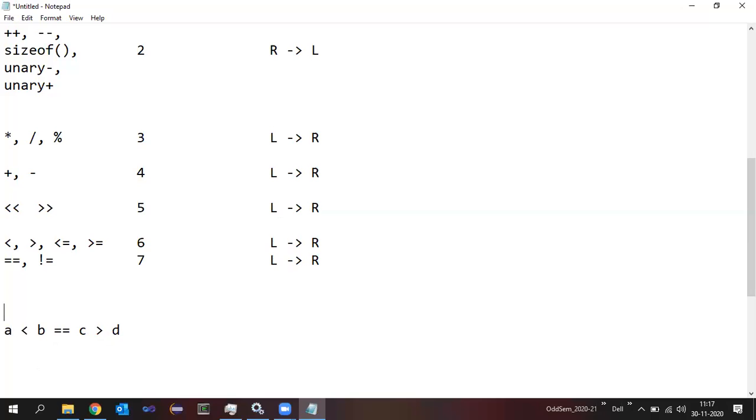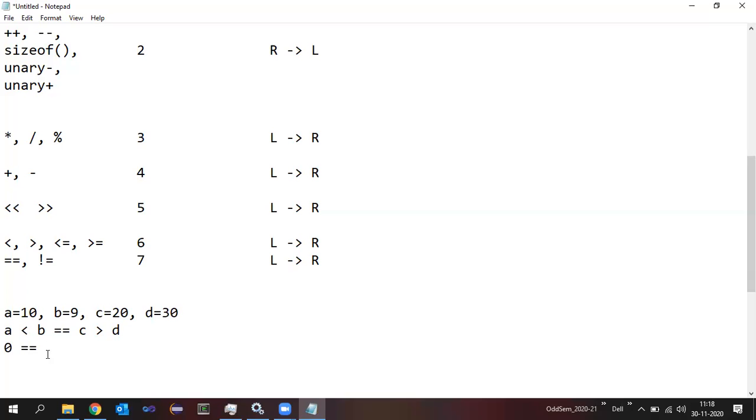Now, say for example, A is 10, B is 9, C is 20, D is 30. What will happen now? A less than B. What is the result? False. So in terms of numeric values, what is that false? It is 0.